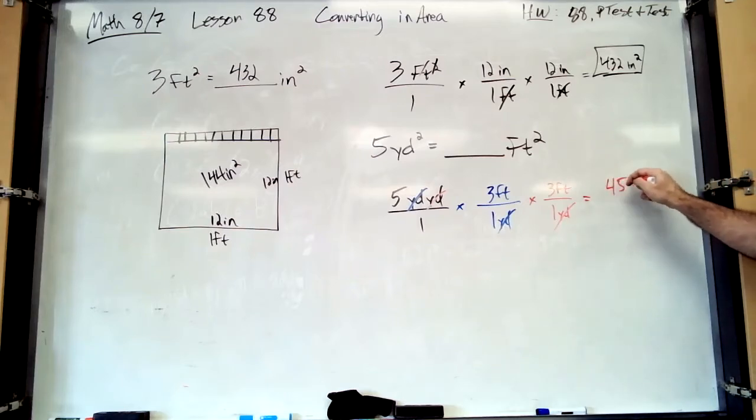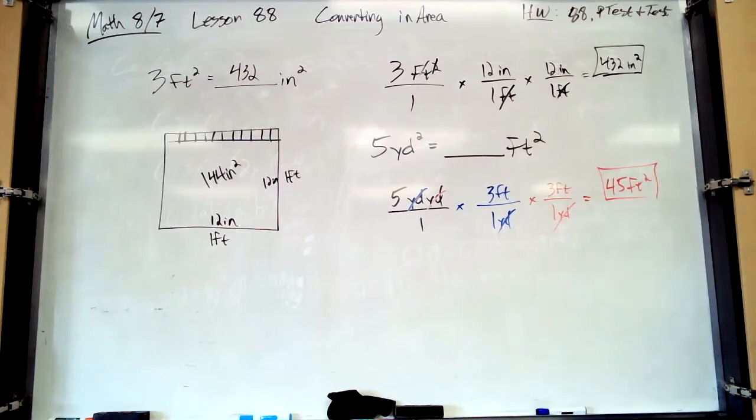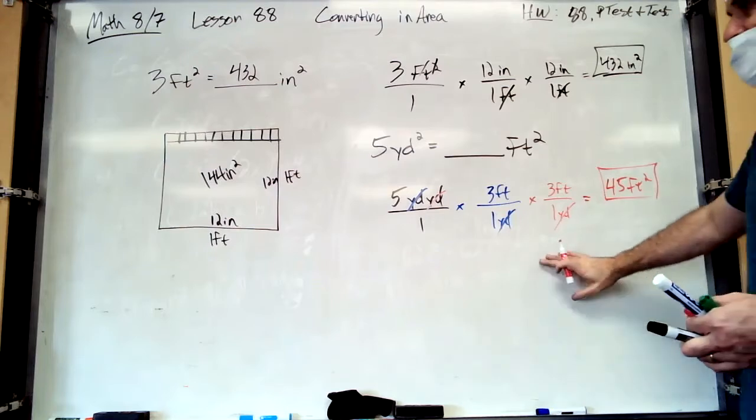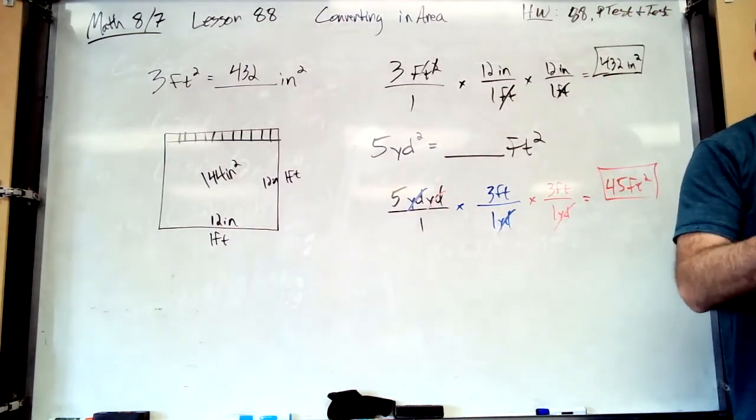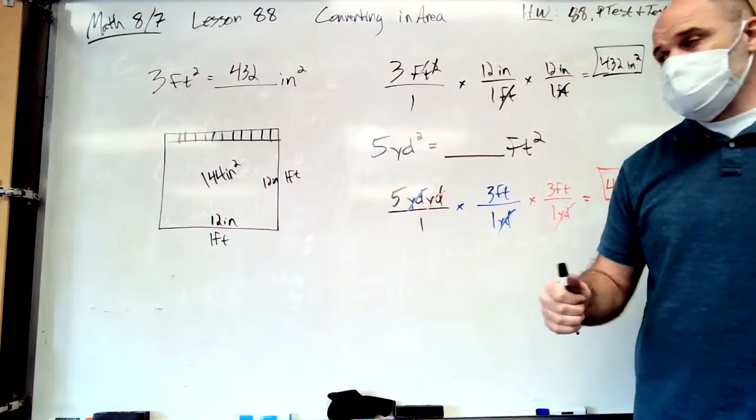So 45 square feet. The other way you could do it, guys, is that right now it's pretty simple because there's 3 feet in a yard, which means a square yard is going to be 3 feet by 3 feet, which is 9 square feet in 1 square yard. So 5 square yards is 5 times 9 square feet. That's one way. This is using 2 unit multipliers to get your answer. There are other ways that we could use 2 unit multipliers.